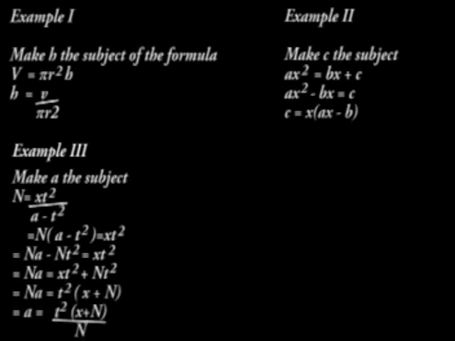Make a the subject of the formula n = xt²/(a − t²). If we multiply both sides by (a − t²) and then factorize, we get n(a − t²) = xt². So na − nt² = xt². If we add nt² to both sides, we have na = xt² + nt², and then we divide both sides by n.